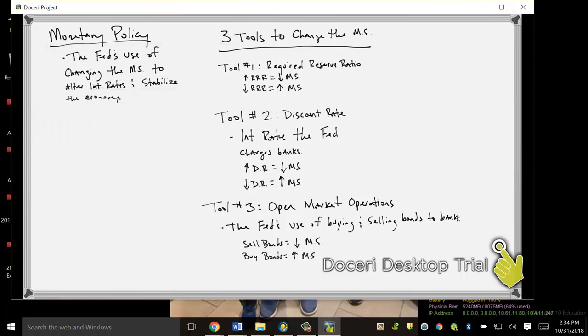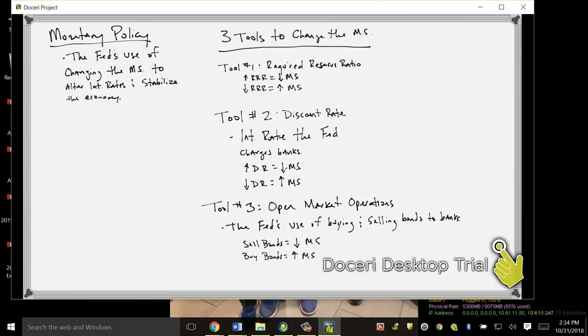Okay, today we're going to talk about monetary policy. And you can see by the definition we have in the corner that monetary policy is the Fed's use of changing the money supply to alter the interest rates in the economy and then stabilize the economy.